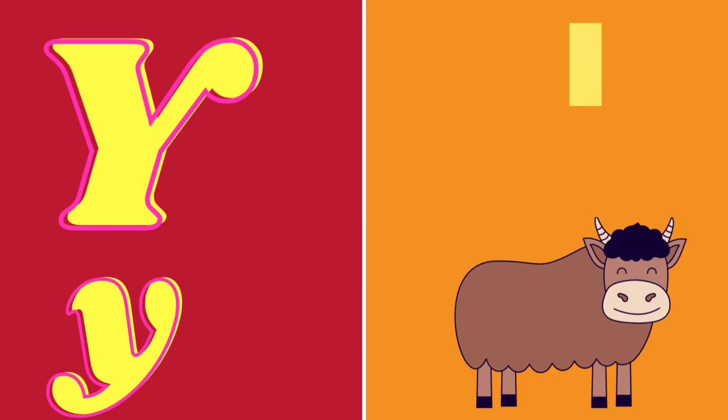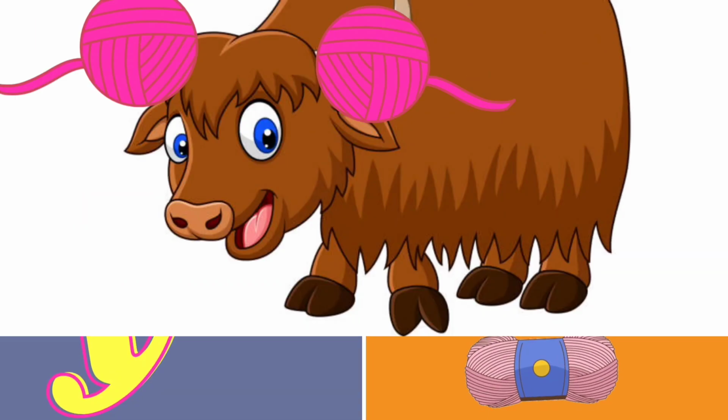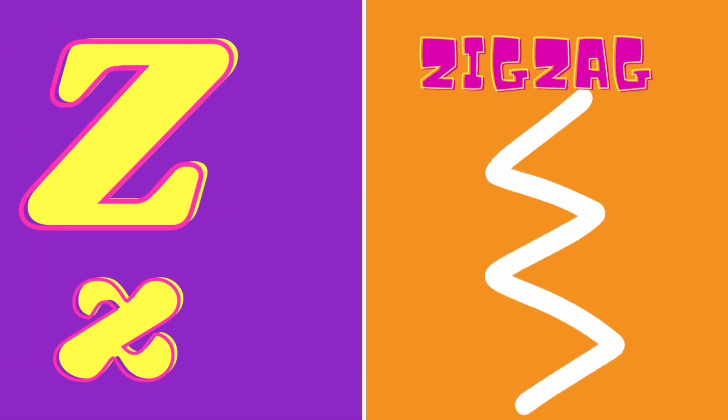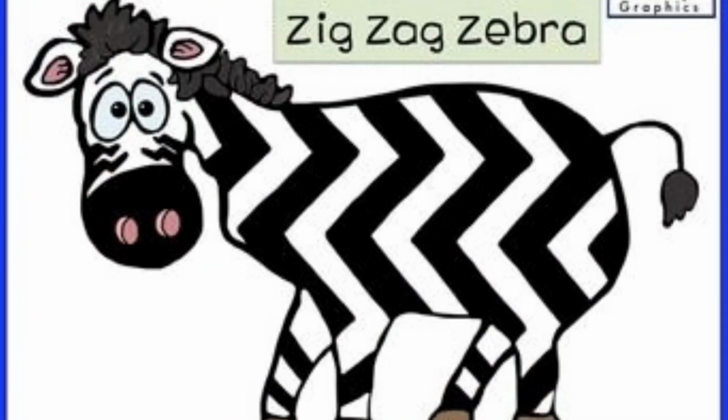Y for yak, Y for yarn, yak yarn. Z for zebra, Z for zigzag, zigzag zebra.